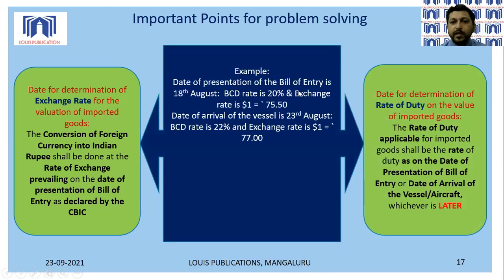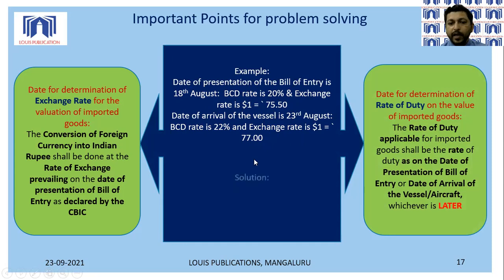Say date of presentation of the bill of entry is 18th of August. And on 18th of August, the basic customs duty rate is 20% and the exchange rate is $1 equal to rupees 75.50. Date of arrival of the vessel is 23rd of August. Basic customs duty rate is 22% and the exchange rate is $1 equal to 77. So there is a difference in basic customs duty rate. There is a difference in currency conversion also in between 18th August and 23rd August.